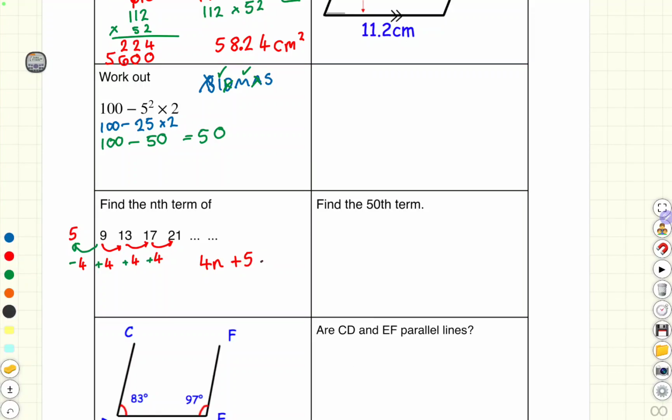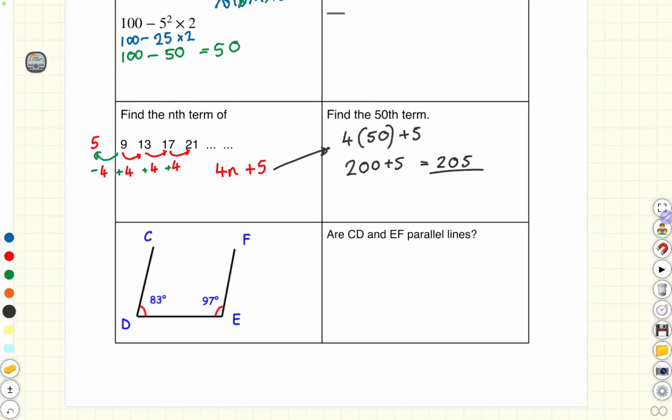Now using the nth term for this question, I'm going to do 4 lots of 50 plus 5. So 4 lots of 50 is 200. 200 plus 5 is 205. Good.